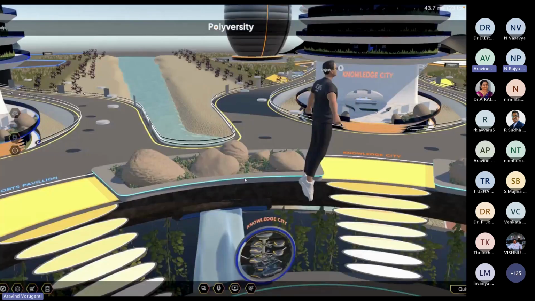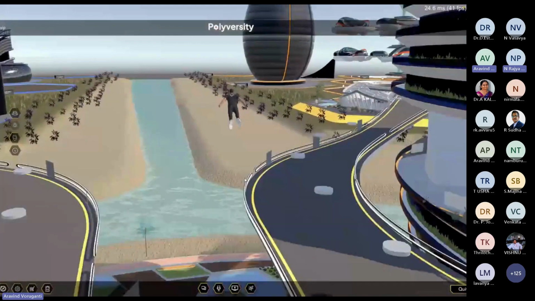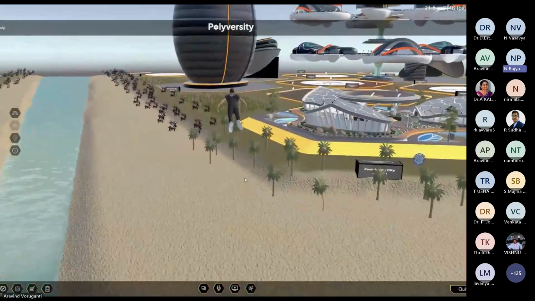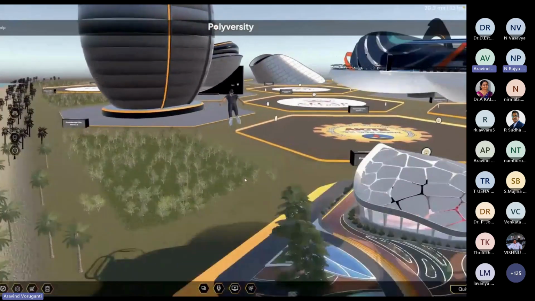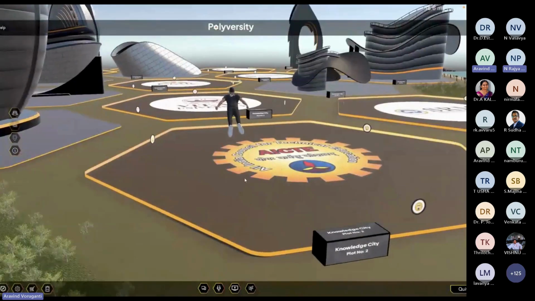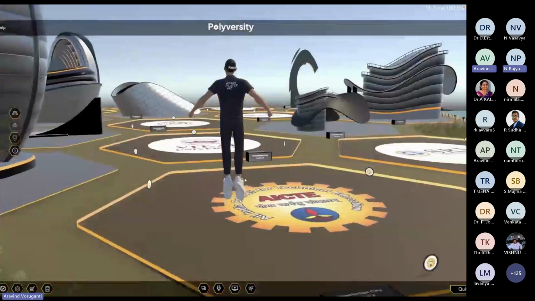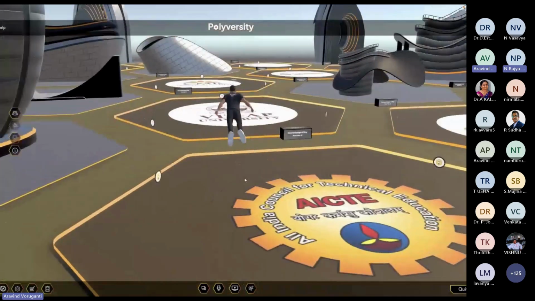So you can fly in the metaverse. Again, this fly functionality is only for our admin. We won't allow students or faculty to jump or fly anyways. So this is how every organization gets a hexagonal land parcel and they can start building their virtual buildings, virtual campuses and all.